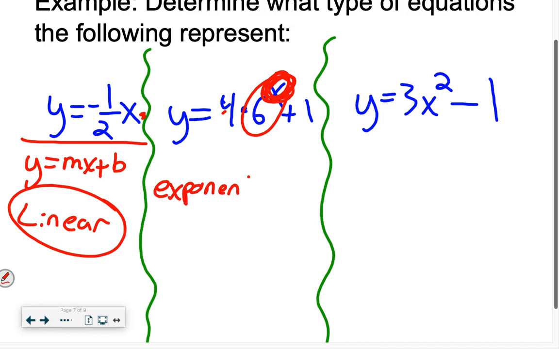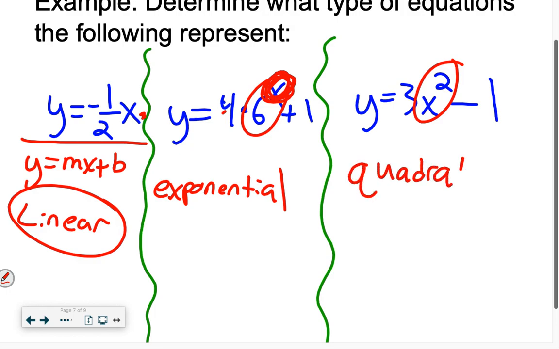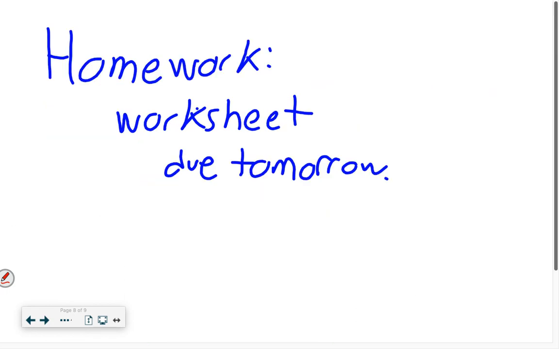Okay? And then last but not least, y equals 3x squared minus 1. Well, we do have an exponent, and it's a 2. We have x squared, right? And so if we have an x squared, we know that that's going to be a quadratic. All right. So I believe that's all I have for you guys as far as the lesson.